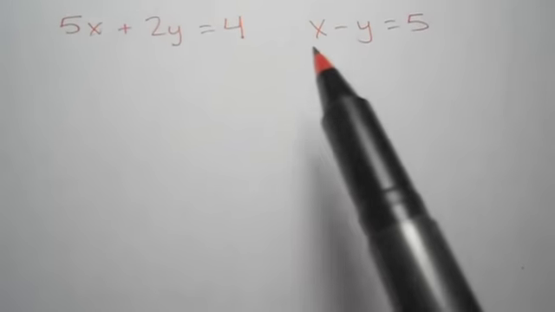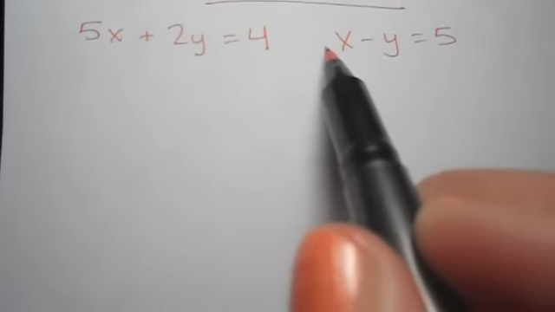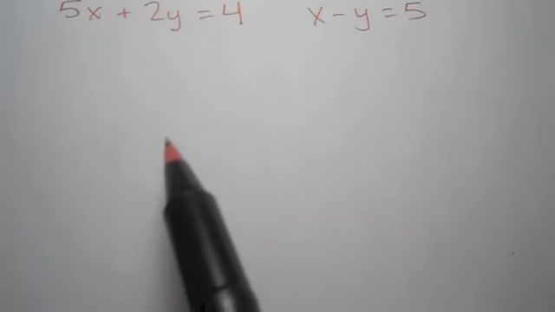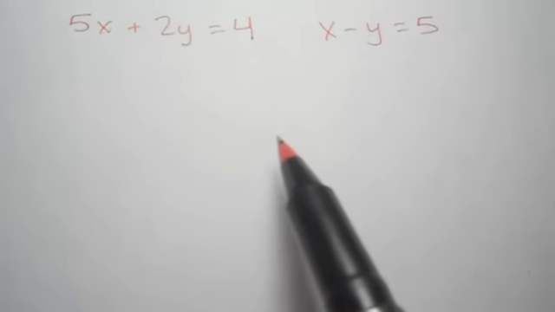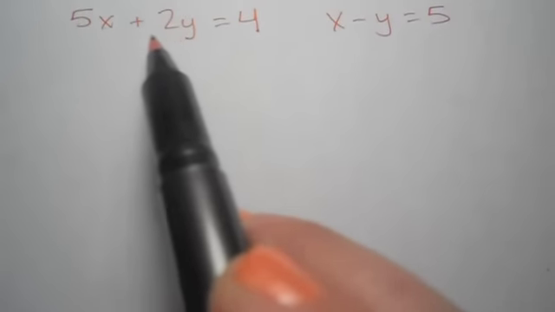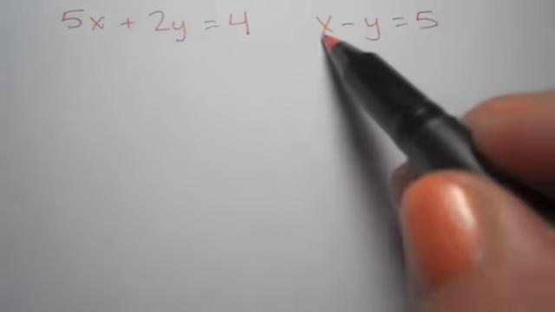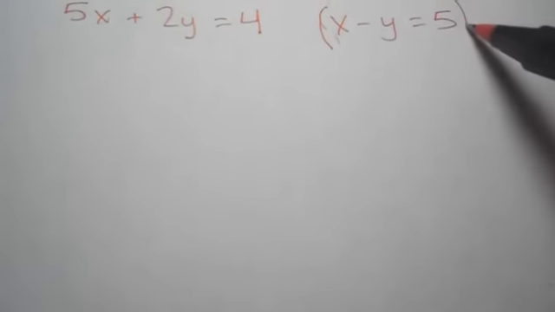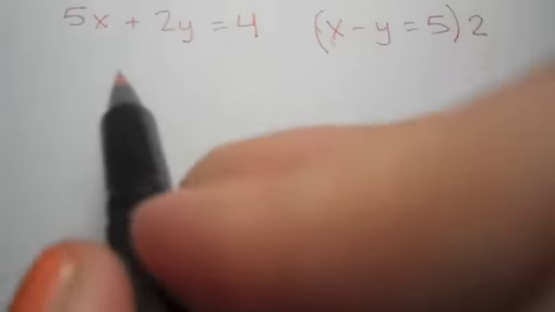Now, we need the x's or the y's to have the same number in front of them with an opposite sign, so that when we add straight down, one of them will cancel. I'm going to choose the y because they already have opposite signs. This one is a positive 2, this one is a negative 1. I'm going to multiply everything here by 2.